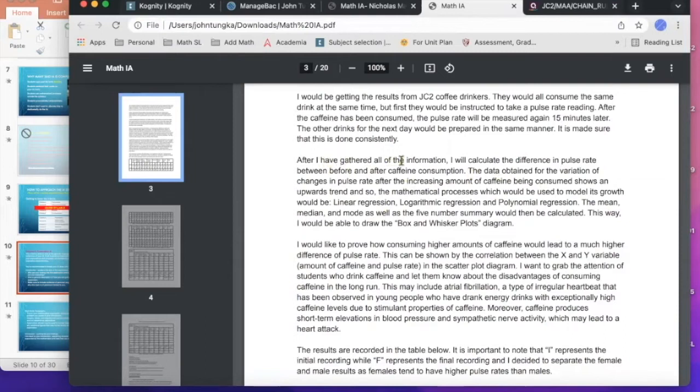After I've gathered all of the information, I will calculate the difference in pulse rate between before and after caffeine consumption. Data obtained for the variation of changes in pulse rate after the increasing amount of caffeine being consumed shows an upward trend. Oh, how do we know? Okay, you say the increasing amount of caffeine being consumed shows an upward trend. Okay, this statement is based on, okay, the amount of caffeine being consumed shows an upward trend.